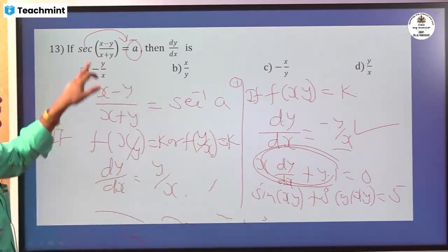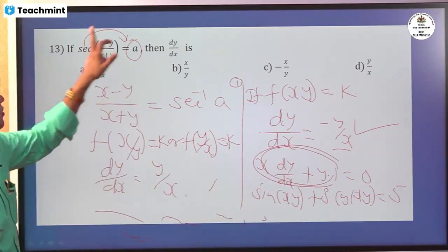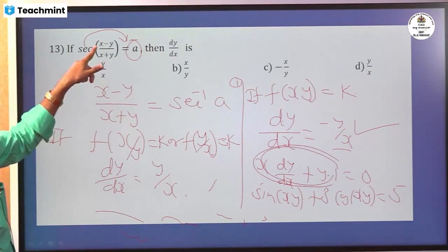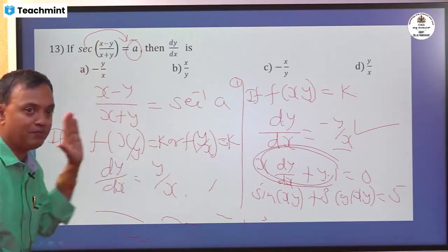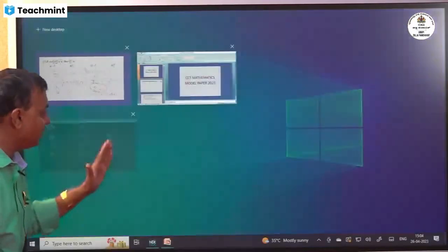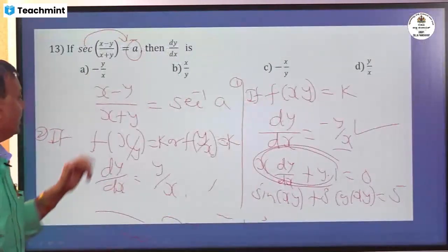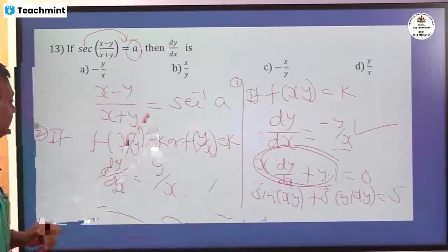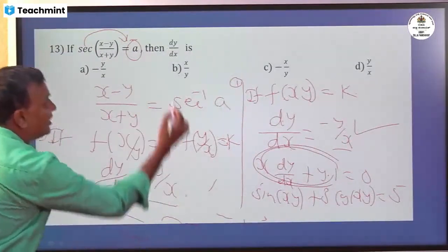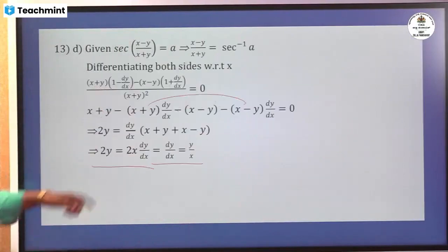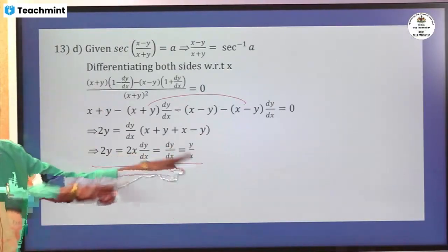Now look here, x minus y by x plus y is equal to secant inverse. Dividing by x, we get y by x. If a function is of the form f of x by y equal to constant, or f of y by x equal to constant, then dy by dx is y by x. Correct. Next.